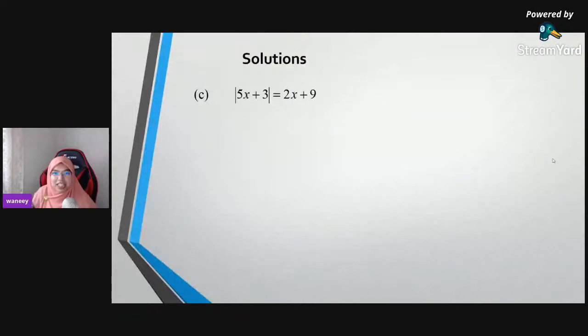Dah ada yang dapat jawapan lah. Sekejap, kita tunggu kawan-kawan lain sekejap. Ada lagi 20 saat, 25 saat lagi. Kita bagi masa orang lain cuba juga.